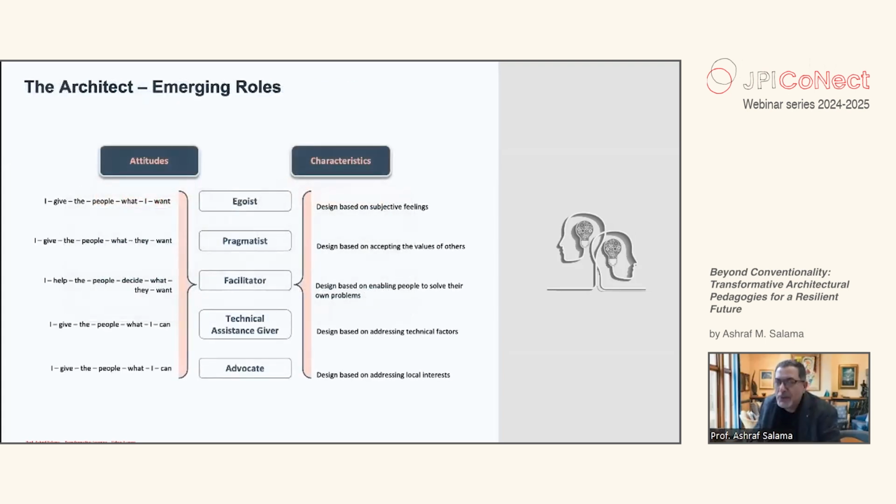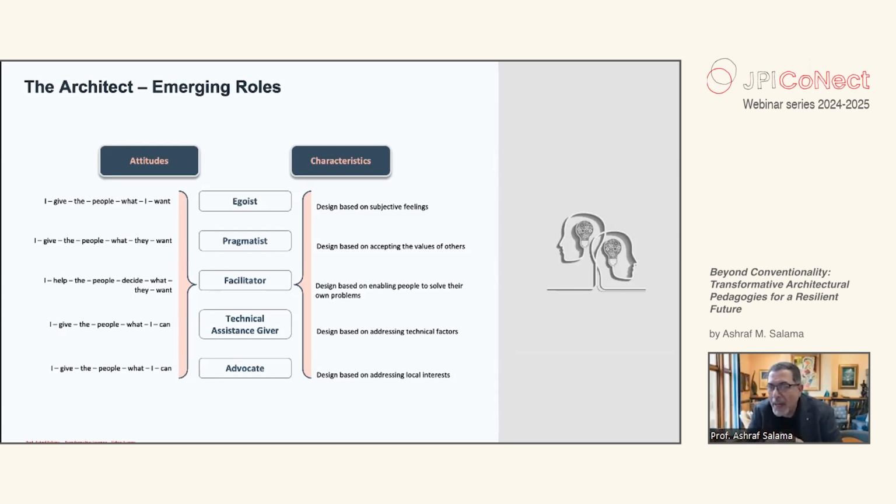Another important issue as part of contextualization, which is really very critical, because we cannot talk about education and learning in isolation from practice. So if we look at how architecture education has supported specific models of practice throughout the past 200 years, it supported the egoist architect, the pragmatist architect, and the technical assistant giver architect. And those are models that we can see in practice every day. But being an advocate of a specific community, being a facilitator of the problems or solving the problems of a specific group within society or a specific community is always taking a backseat in the education system.